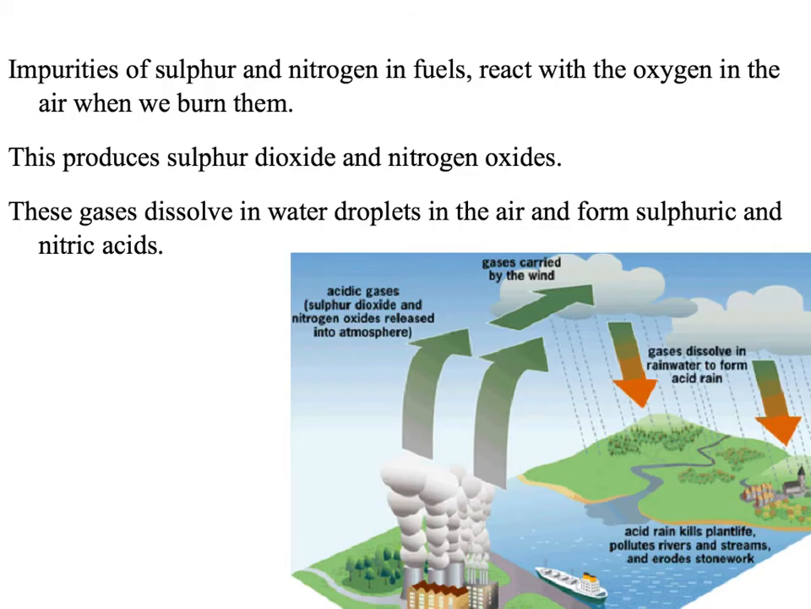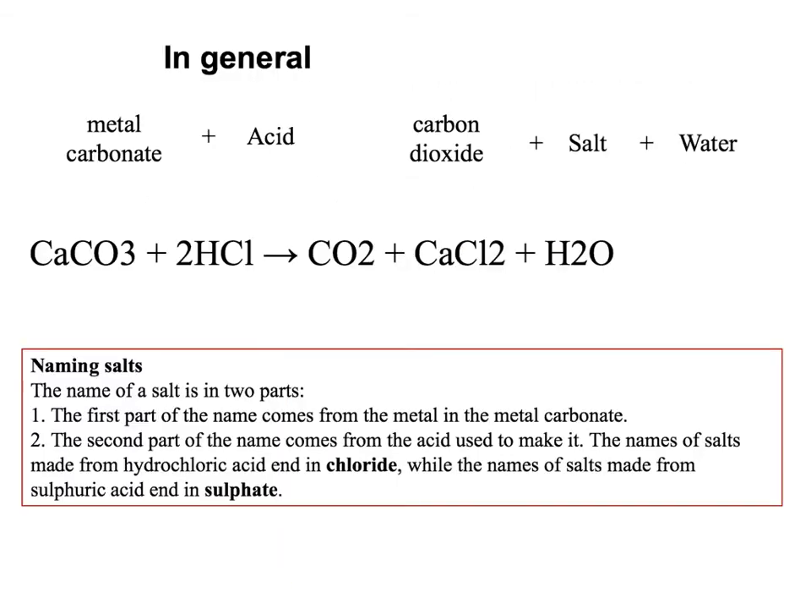The amount of acid rain has increased due to our burning of fossil fuels. Impurities of sulphur and nitrogen in the fossil fuels react with oxygen in the air when we burn them. This produces sulphur dioxide and nitrogen oxides. These gases dissolve in water droplets in air to form sulfuric and nitric acids. These then rain down onto the land, onto limestone and any building works, into lakes and rivers, and onto trees and wildlife, causing corrosion over time.